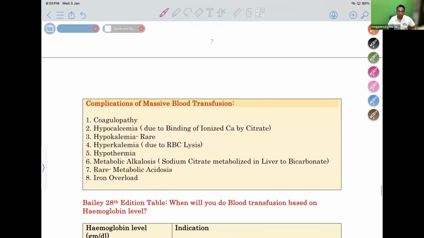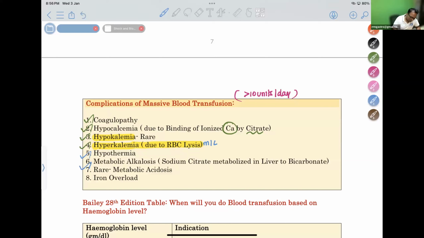Now, complications of more than 10 units per day, massive transfusion. What all problems can happen? Patients can develop coagulopathy. I told you the blood contains citrate phosphate dextrose. The citrate will bind with the calcium in the blood and cause hypocalcemia. They can go for RBC lysis and cause hyperkalemia. Rarely hypokalemia, very important. Both are seen, but hyperkalemia is commonly seen.